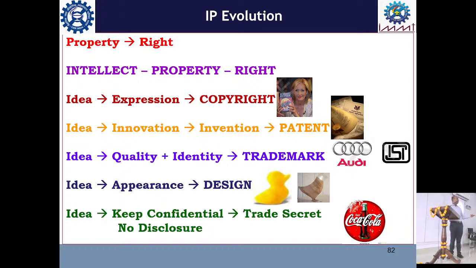If you have an idea, if it leads to expression, you may get a copyright. Idea leading to invention or innovation, you may get a patent. Idea, if it reflects into quality and identity, it will be a trademark. Idea leading to appearance is a design. Idea, trade secret.